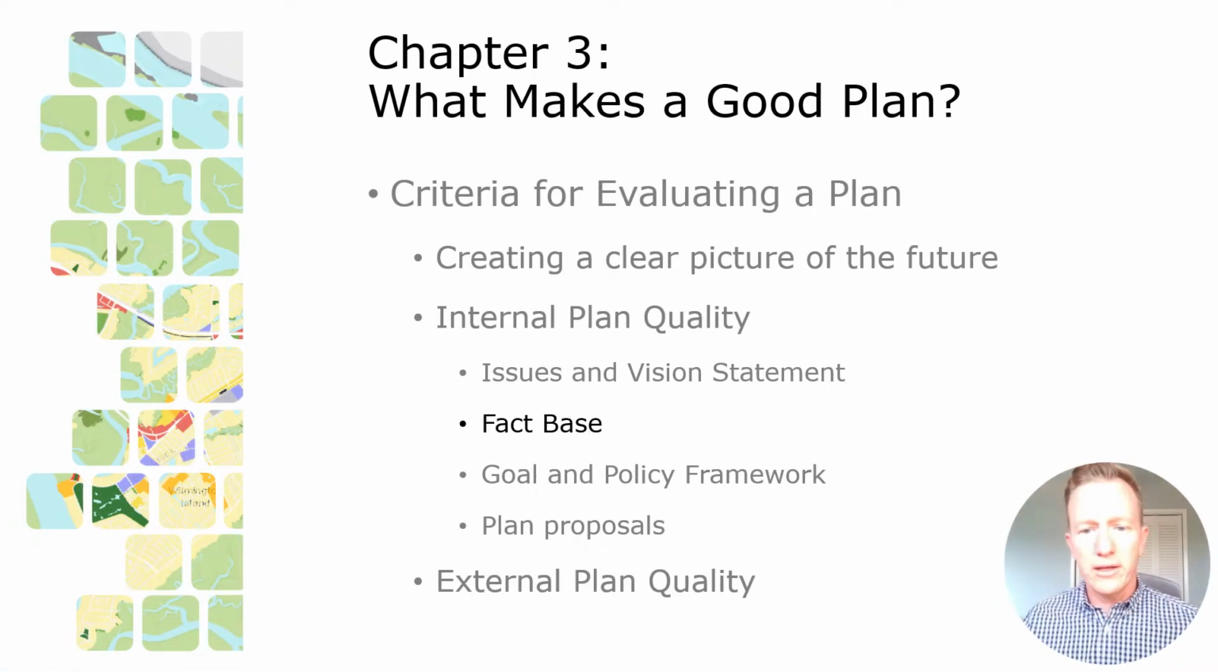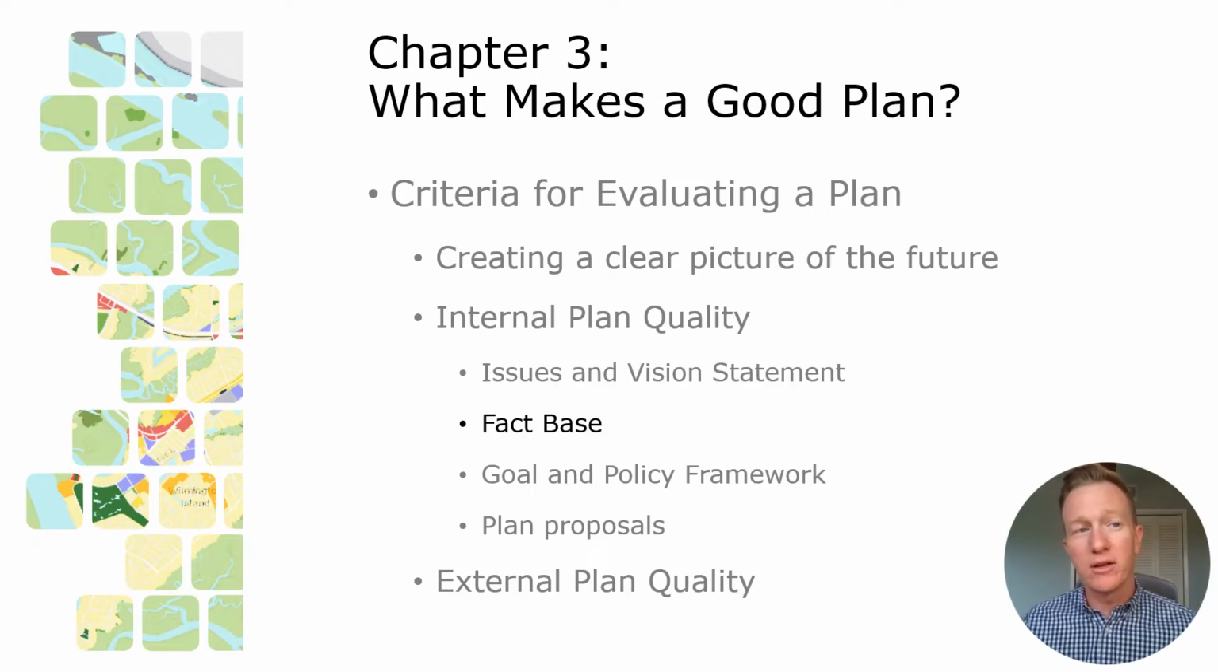So the plan needs to include the issues of the day, the vision for the future, and then secondly, it needs to include a set of facts. Early on in your process, you're going to create a set of facts that the general plan, or whatever plan you're adopting, is based on. That might be a community trends section. It might be a separate section of the general plan or a separate document.